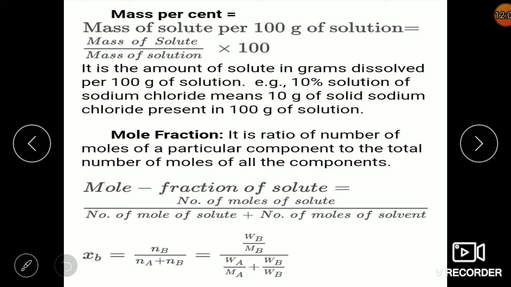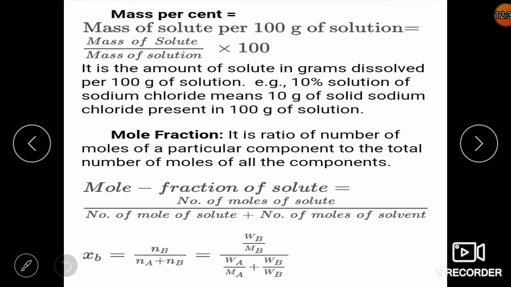Now let's see what mass percent is. We can calculate the mass percent of solution by using the formula: mass of solute per 100 gram of solution is equal to mass of solute divided by mass of solution into 100, because we are talking about percent, so you have to multiply with 100. So it is the amount of solute in gram dissolved per 100 gram of solution. Example, a 10% solution of sodium chloride means 10 gram of sodium chloride present in 100 gram of solution. So this way you can calculate the mass percent.